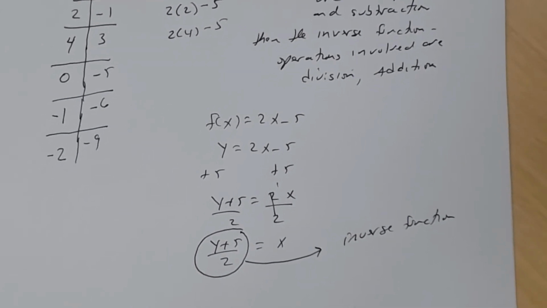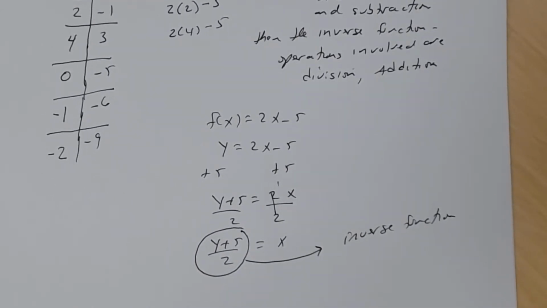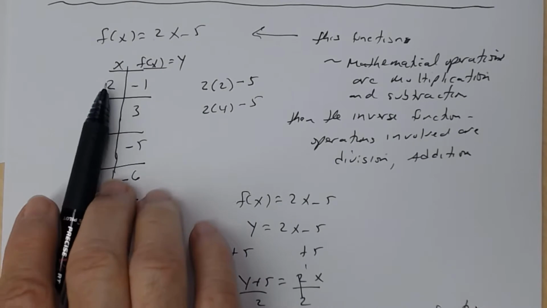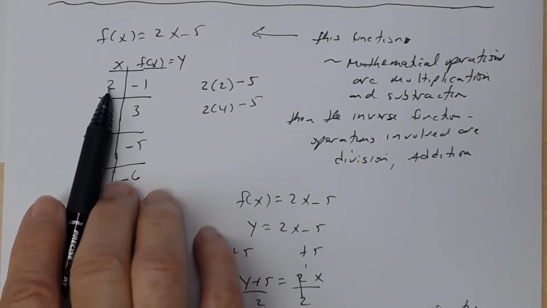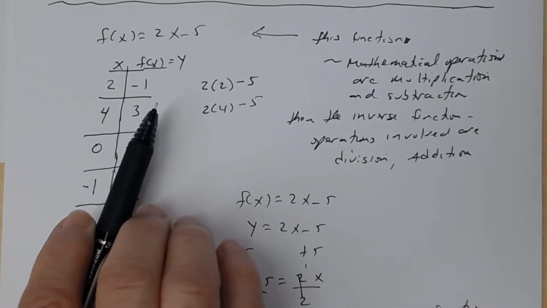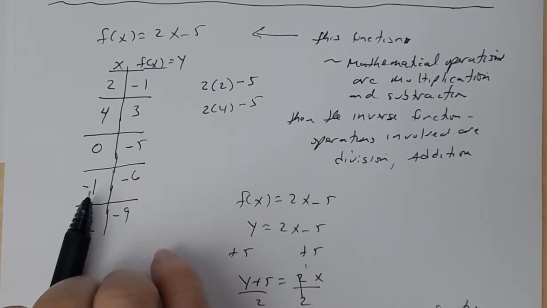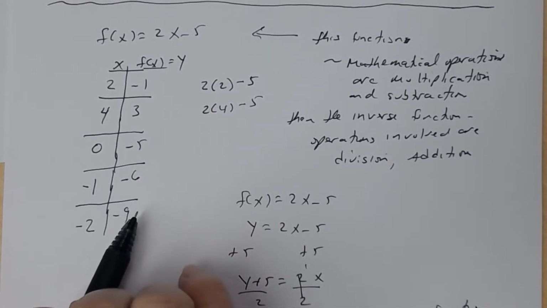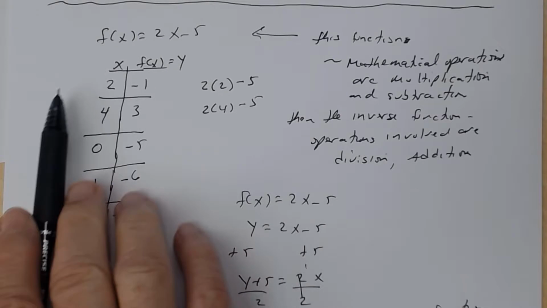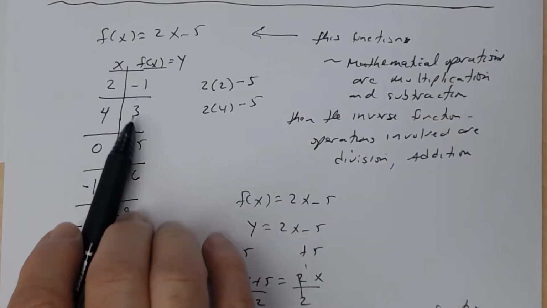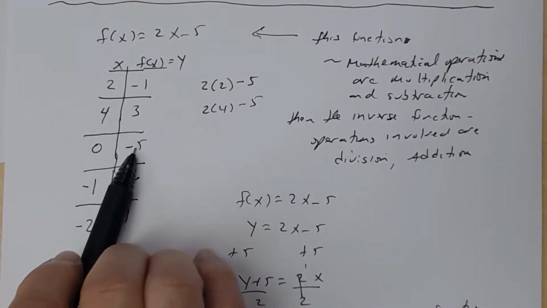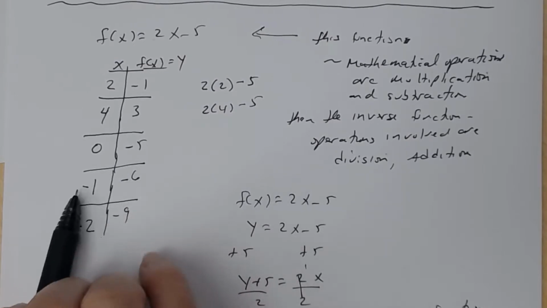So in other words, remember how a while ago we said that f of x takes 2 to negative 1, 4 to 3, 0 to negative 5, negative 1 to negative 6, negative 2 to negative 9? The inverse function does the opposite. It takes negative 1 to 2, 3 to 4, negative 5 to 0, and so on.